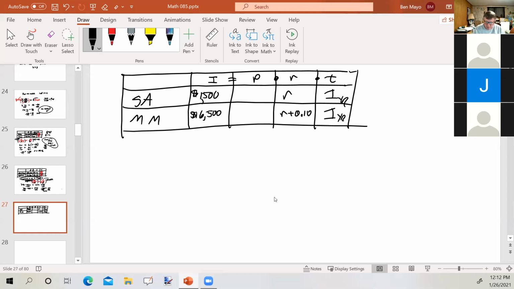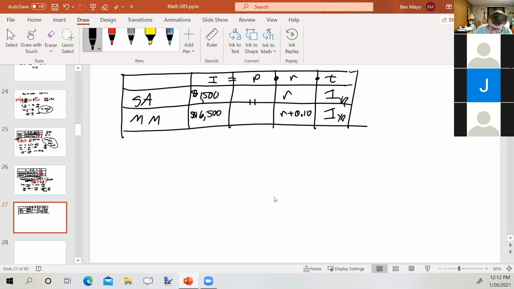Okay, now, the savings account, the interest is $1,500, the time is 1 year, we don't know what the rate is. We don't know what the principal is. The mini mall, the interest is $6,500, the time is 1 year, the interest rate is 10% greater than the savings account. Let me read it one more time. It says an amount of money invested for 1 year in a savings account will earn $1,500. That same amount of money invested in the mini mall development, blah, blah, blah. What do we know about the principals? It should be the same, right? They're equal. Yes, that same amount of money invested in the other one.